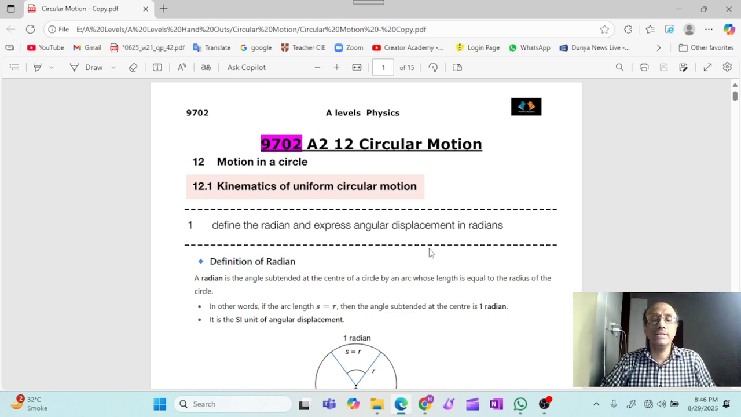So today I will discuss a topic related to A-level Physics 9702, from A2 Physics, and the name of the topic is circular motion. It is unit number 12.